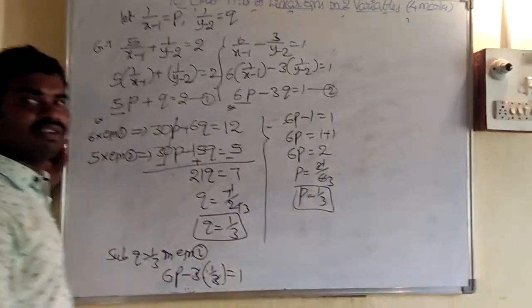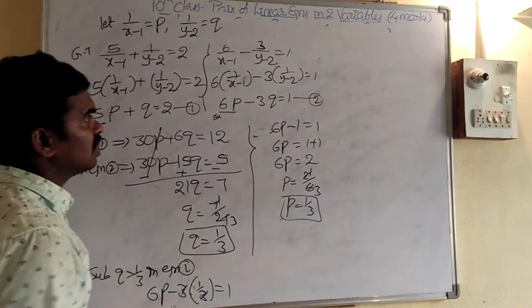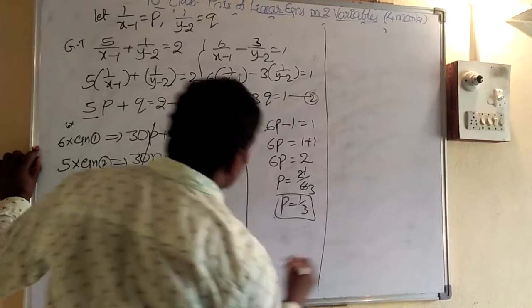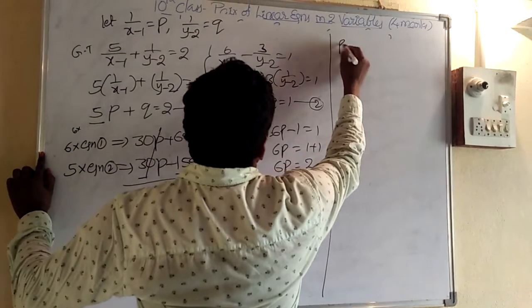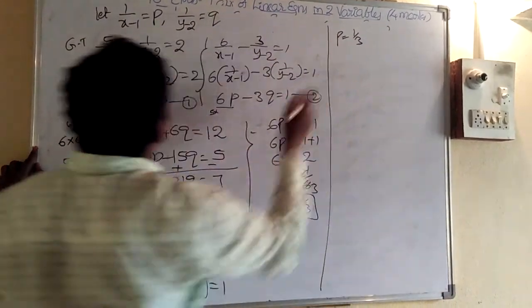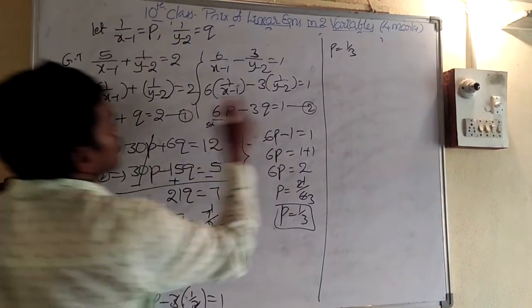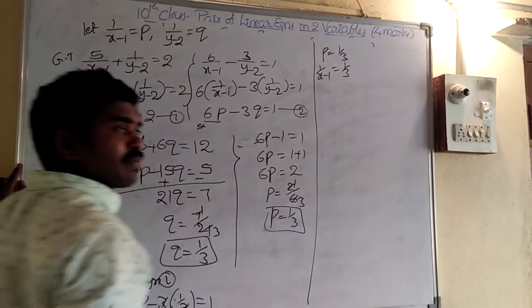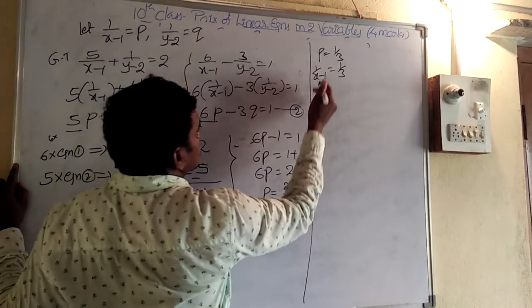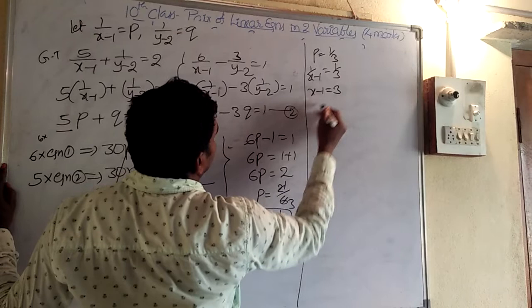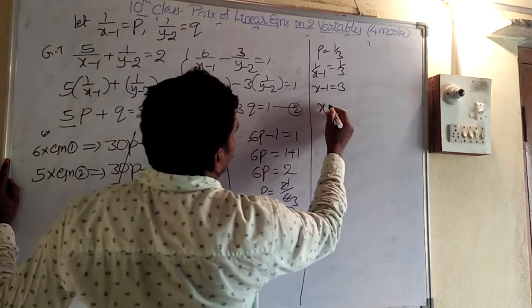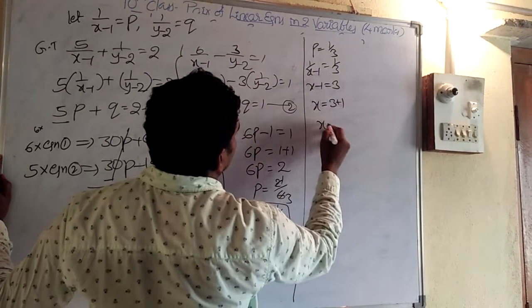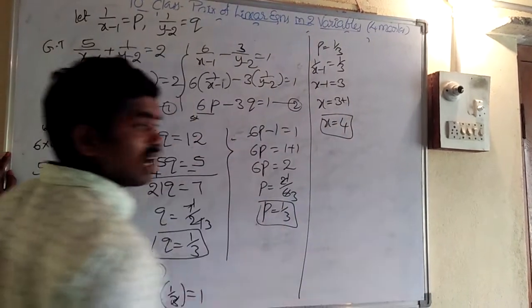So we got it. The p value is 1 by 3. The q value is 1 by 3. p means what? p means 1 by x minus 1. So 1 by x minus 1 equal to 1 by 3. Taking reciprocals of both sides, x minus 1 equal to 3. Then x is equal to, minus 1 sent to the right side, 3 plus 1. So x is equal to 4. We got the x value.